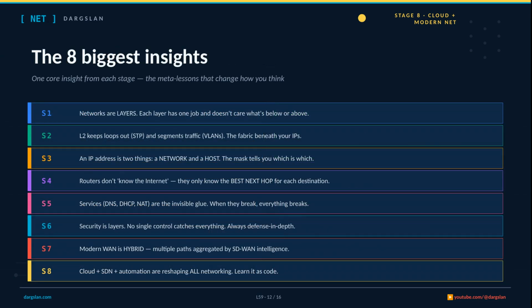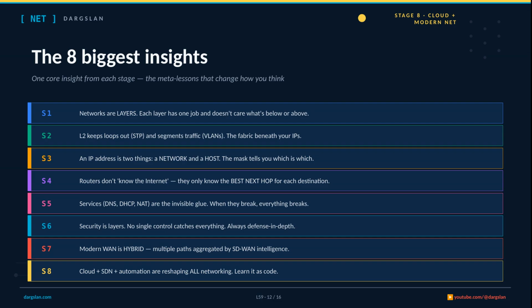Before we close out, let's distill the entire journey into 8 ideas, one per stage, that genuinely change how you think about networks. Layers don't care about each other. Layer 2 is the fabric beneath your IPs, keeping loops out and traffic segmented. An IP is always a network and a host, with the mask drawing the line. Routers never know the whole internet, only the best next hop.